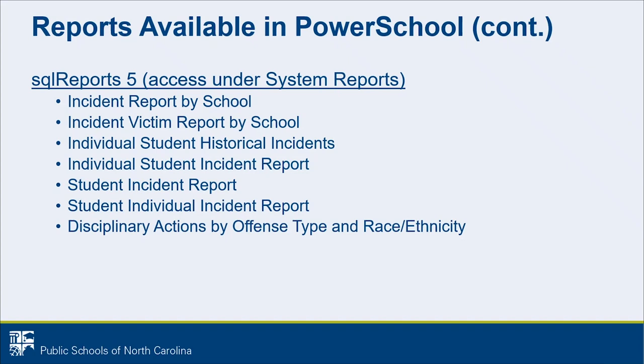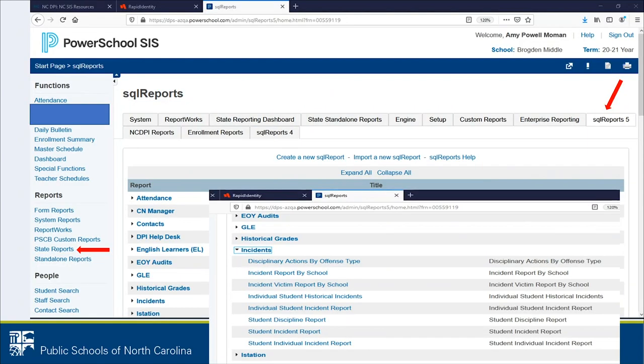All right, so there are other reports available in PowerSchool. You would go back out to the report start page, go under reports, state reports, and instead of the state reporting dashboard, I clicked on the SQL report fives, and then I expanded under incident here, and here are all the other different reports that you can look at. So that's something that's also available to you when you are doing your checks and looking at your data.